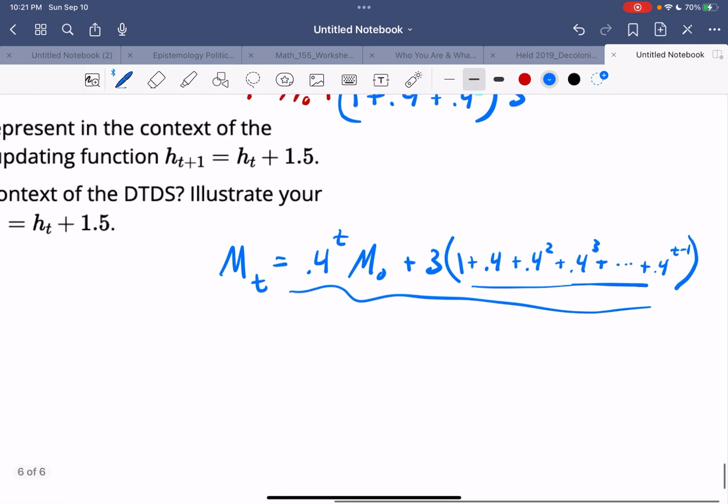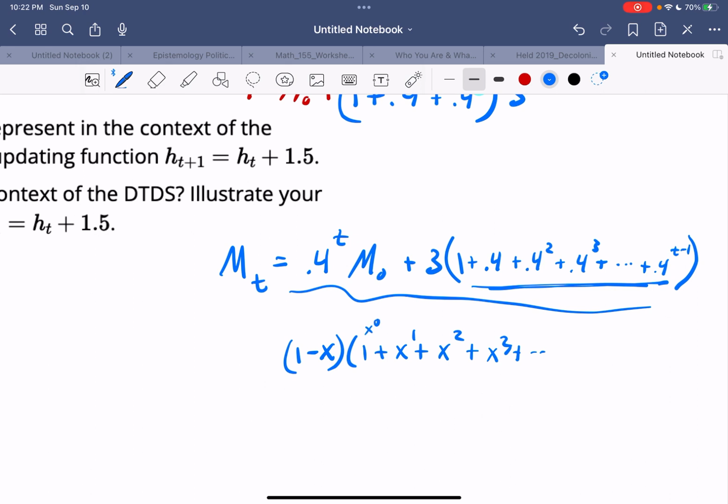Now there is a slick way to figure out what this is, and it has to do with the fact that if you were to multiply 1 minus x times 1 plus x plus x squared plus, sorry, this should be cubed. So we're going to keep increasing the power, right? This is x to the 0. So then we have 1, 2, 3, all the way up to, let's say, t minus 1. Then what you're going to get, if you work that out, is 1 minus x to the t.